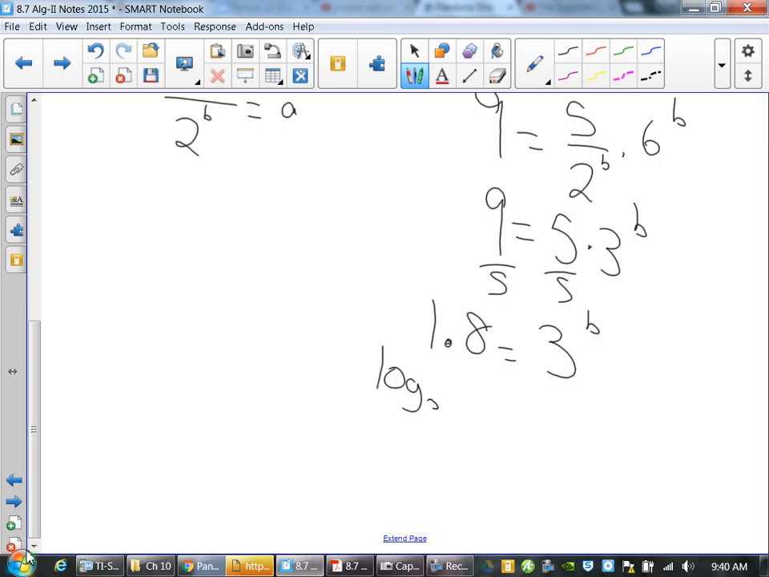So it's log base 3 of 1.8 will equal your exponent.